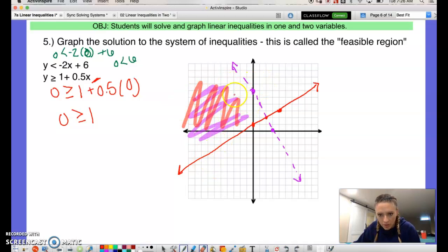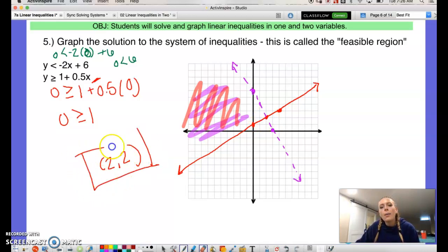Now, when you're thinking about this, think about this point here. Is the intersection 2, 2 a solution? Because this line is solid, it happens to be true for this line. But because this line is dashed, we know it can't lie on that line. So it's actually no solution at 2, 2. Just something to think about.